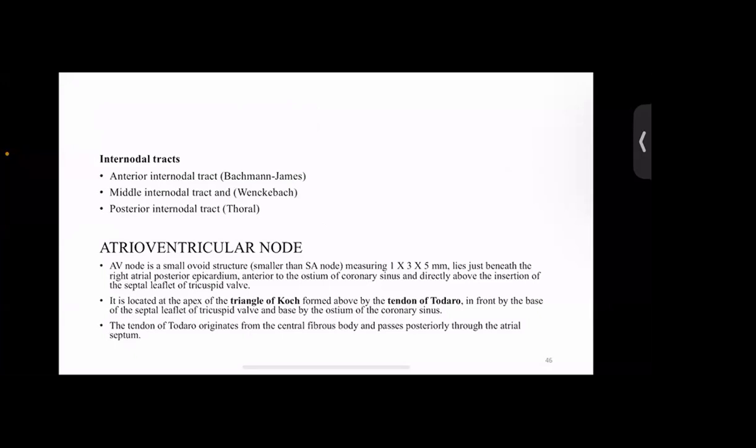Now we have the internodal tracts that connect the atrium. So we have the anterior internodal tract, which we call Bachmann's bundle. We have the middle internodal tract, which we call Wenckebach's bundle, and then the posterior internodal tract, which we call the Thorel bundle. So the atrioventricular node is what we'll be looking at next.